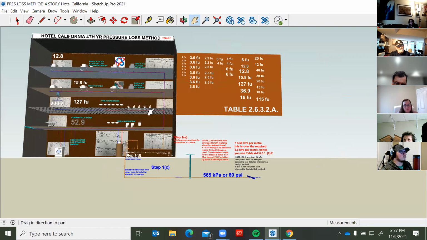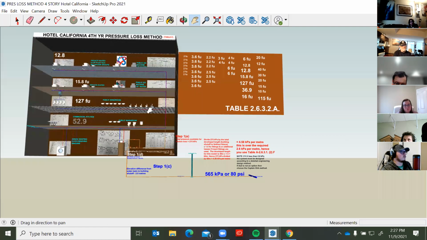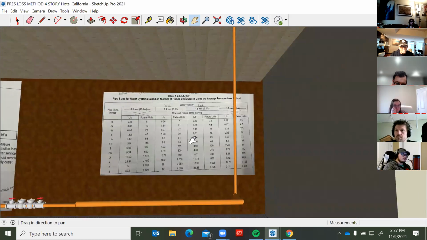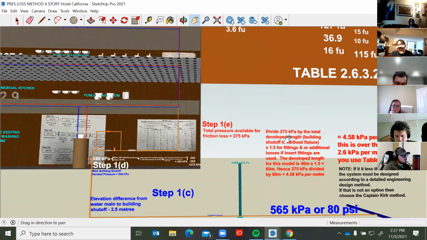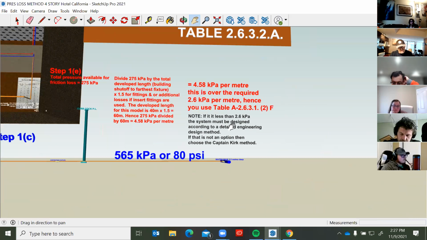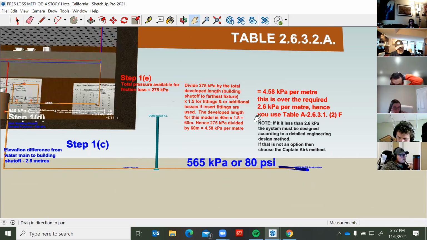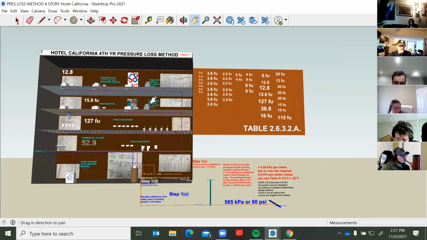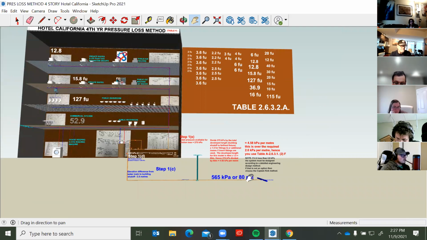And that is the pressure loss method. So if it comes out to 2.6 kPa or over, you use table F, right? That's this table here. If it doesn't, then you should consult with an engineer. If that is not an answer, then use the small commercial method. You only need 3 pieces of information for that. You don't have to go through all these steps. Does everyone get it?